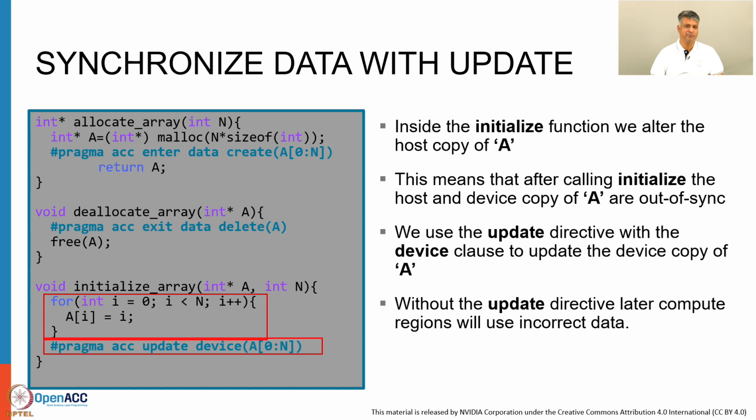So this is an example where we are going to synchronize the data with update. Inside the initialize function, we are now altering the host copy of A. Once this is done, that means after calling the initialize function, the host and the device copy of A are out of synchronization. We then use the update directive with the device clause to update the device copy of A. Without the update directive, the later compute regions will also use incorrect data.